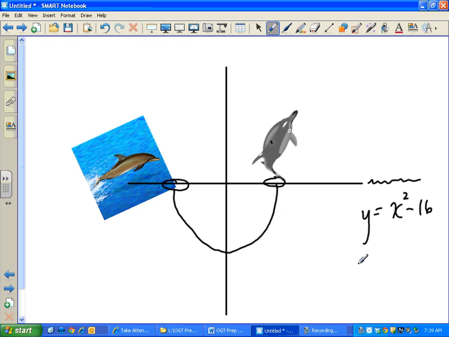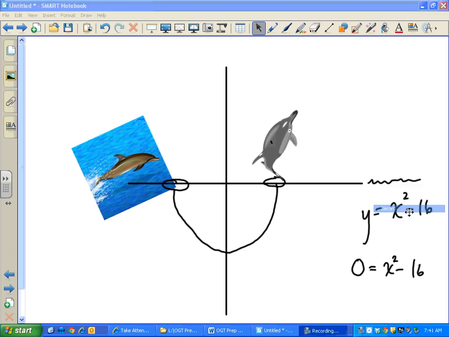So what we're trying to do, guys, and this leads to today's topic, is we want to know when the parabola is at 0. Does that make sense for everybody? In this part, we're going to try to figure out where the parabola hits the x-axis, where the dolphin enters the water and leaves the water.